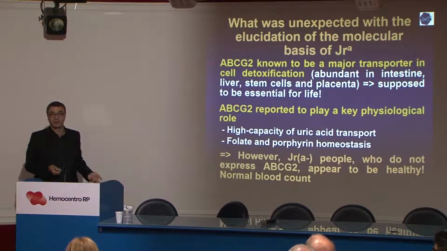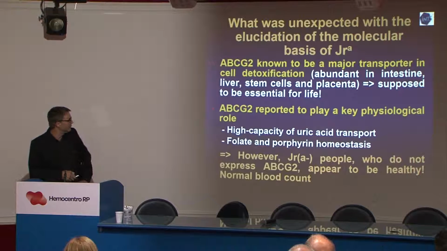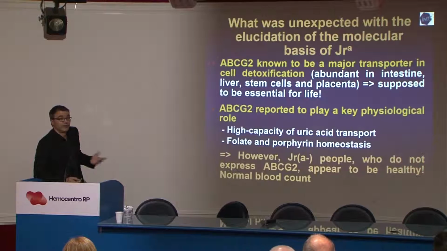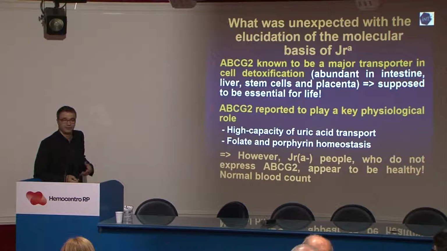And this protein was also reported to play a key role for uric acid transport and also folate and porphyrin homeostasis. But there is no disease, and there is a normal blood count. There is no porphyria, so nothing, I would say, apparently abnormal.